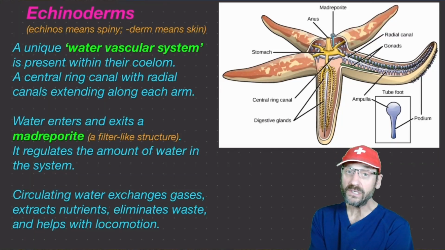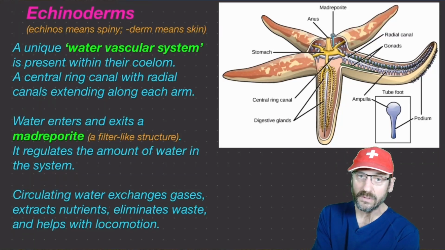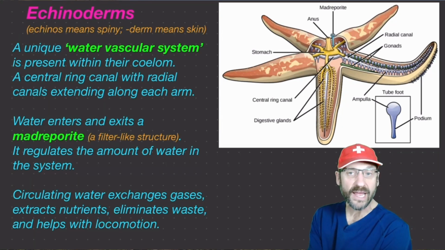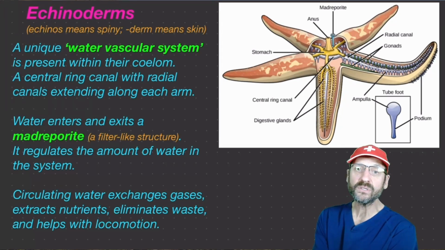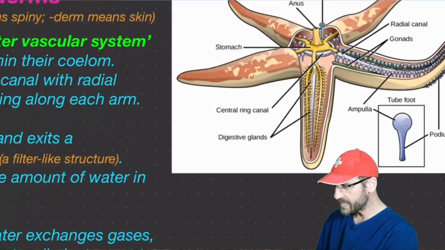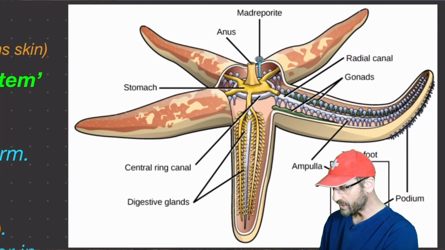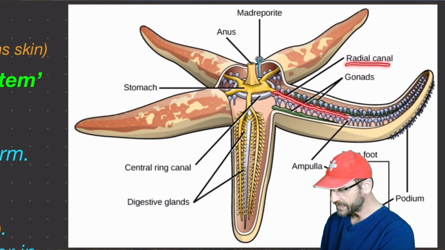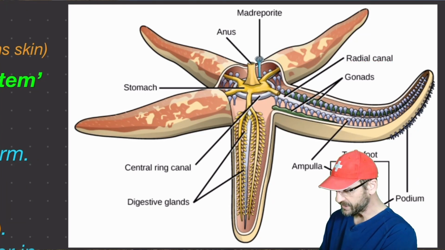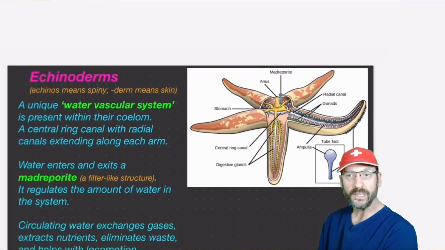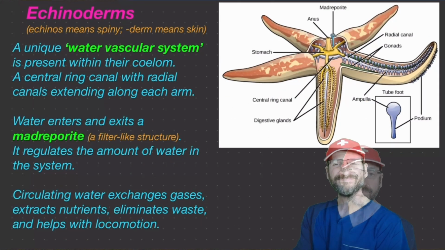A unique water vascular system is present within their coelom. That system has a central ring canal with radial canals extending along each arm, and you can see that here. You got that central blue canal, and then these radial canals extending down each arm.